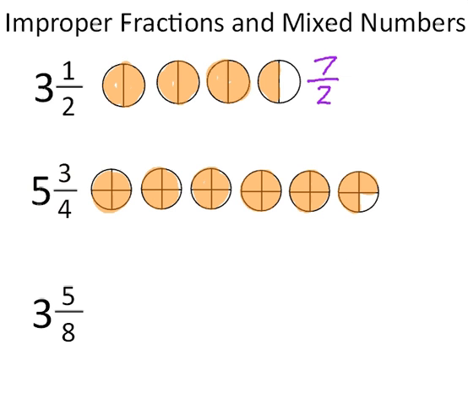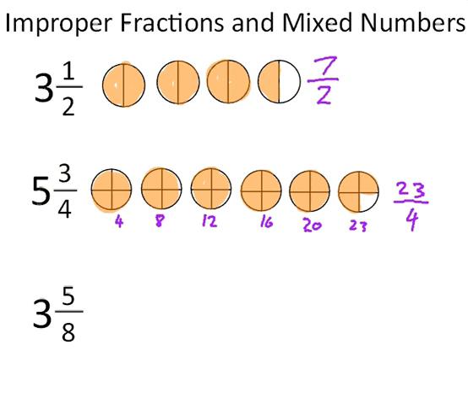Let's add up how many quarters I've got. I've got 4, 8, 12, 16, 20, 23. That's 23 over 4. This mixed number, 5 3/4, as an improper fraction, is 23 over 4.